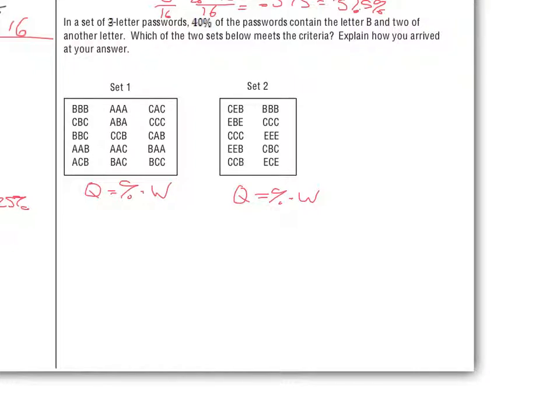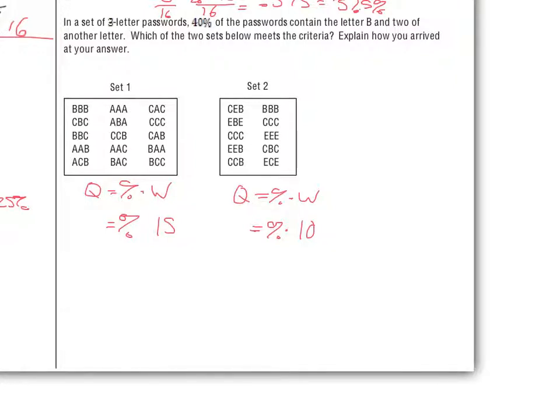Alright, so looking through this, I'm looking at set 1. I can see that set 1 has a total of 15 combinations. Set 2 has a total of 10 combinations. And I count the combinations. Which set below meets the criteria? Alright, the criteria is that they contain the letter B and 2 of another letter.